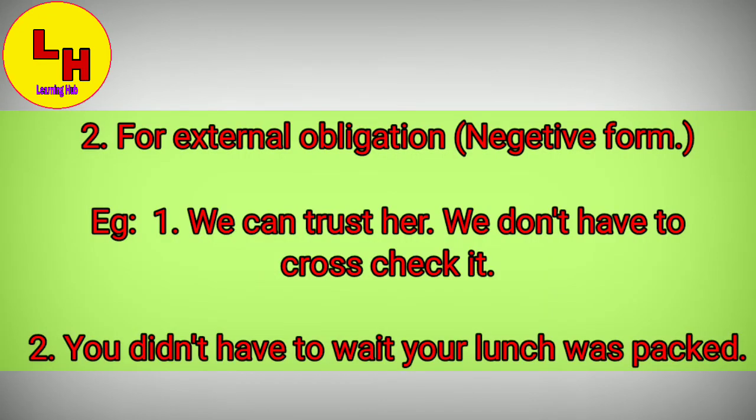Point number 2, for external obligation in negative sense. For example, we can trust her. We don't have to cross-check it. Another example is, you didn't have to wait. Your lunch was packed. Here the examples are in negative form. Okay, let us move ahead.